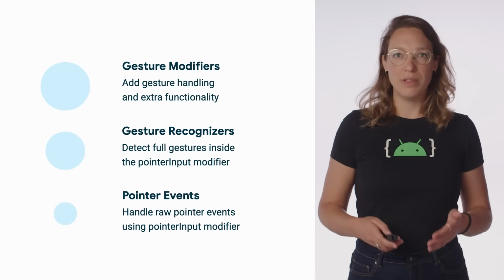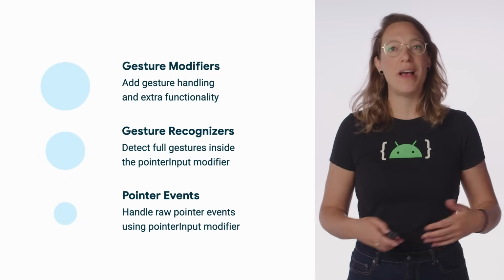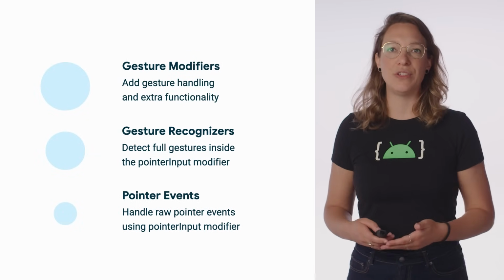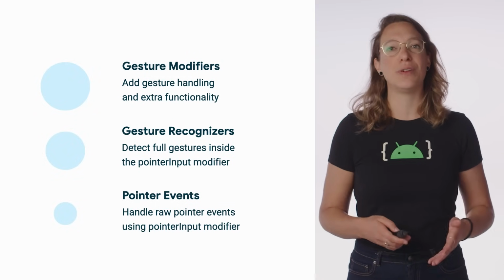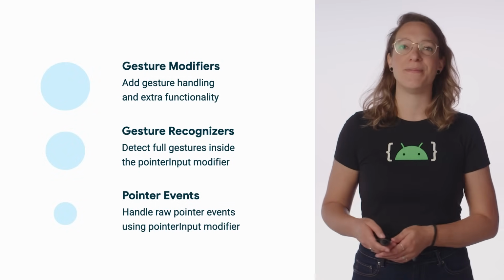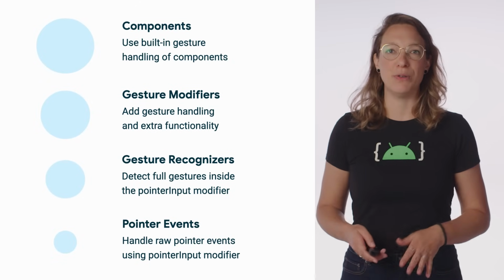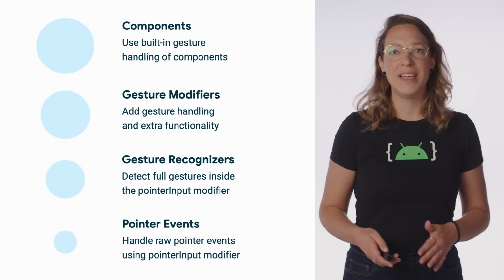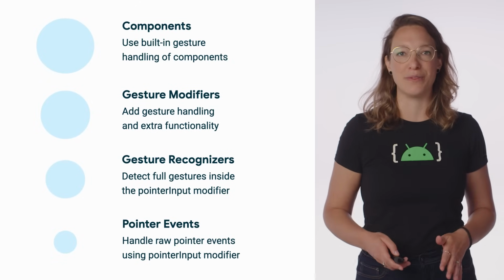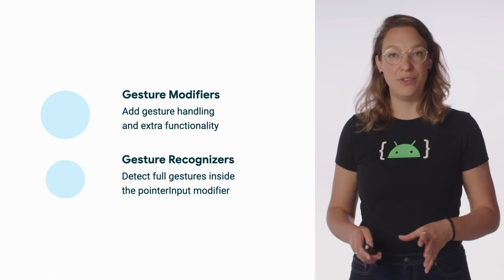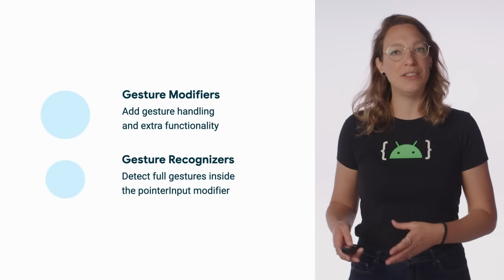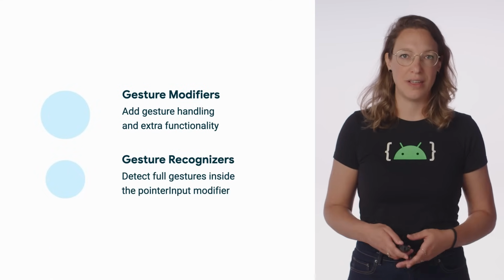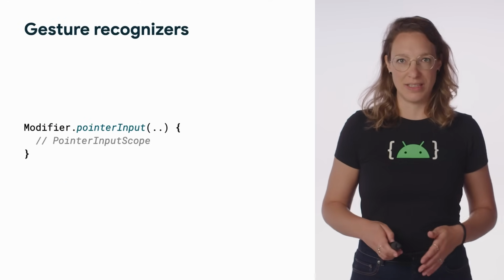One level up, gesture modifiers such as clickable and draggable allow you to add gesture handling to arbitrary composables. These also contain extra functionality, which we'll get to in a bit. And finally, some components, such as button and slider, include gesture recognition right out of the box. In this video, I will focus on the middle two layers, gesture recognizers and gesture modifiers. Let's start with the gesture recognizers.